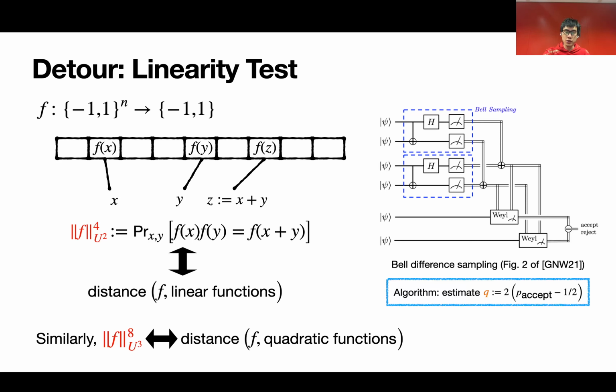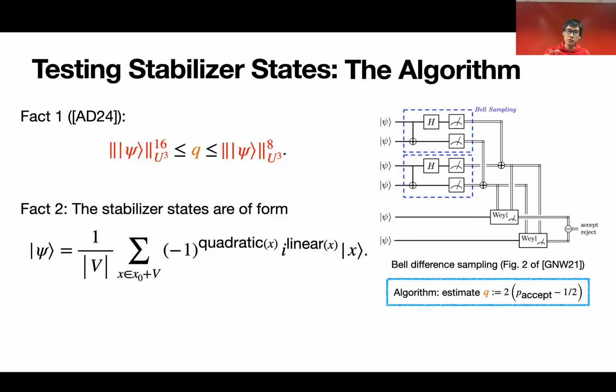Once you have the U3 norm for Boolean functions, you can also define the U3 norm for any quantum state psi. And then the output Q of Bell difference sampling is actually a very good estimator for the U3 norm of any quantum state psi. This is the result from Srinivasan and Arunachalam's paper. Also, we have this fact that stabilizer states have a canonical form, which is quite like a quadratic function.